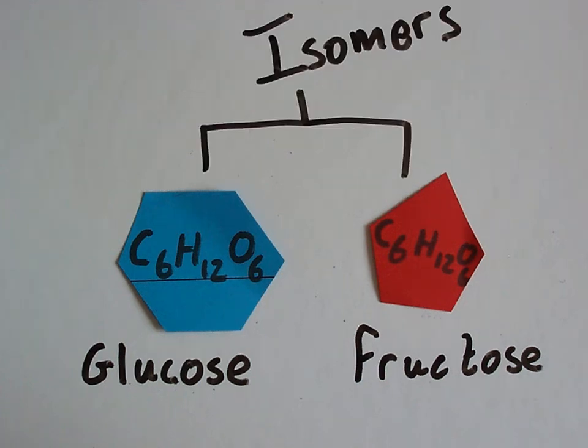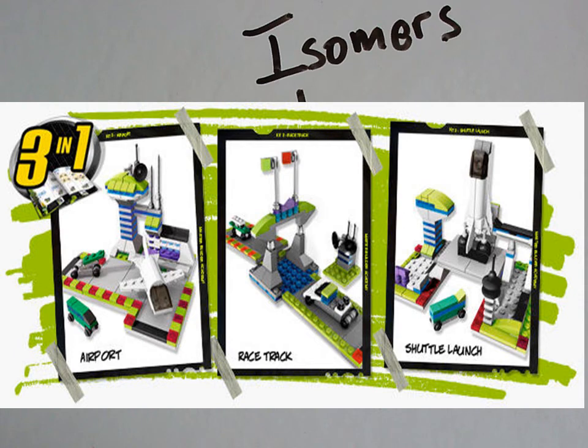Because they've got the same atoms but arranged differently, they're called isomers of one another. Iso means the same. You've just rearranged the bits. Just like if you got a Lego kit, you could rearrange it to make something else. You wouldn't be adding anything, but you'd be using what you have to make something else.